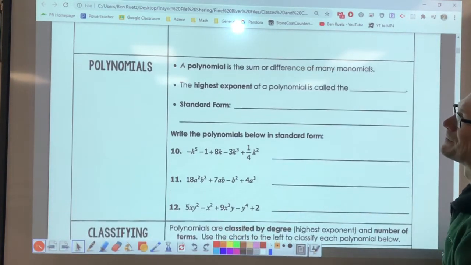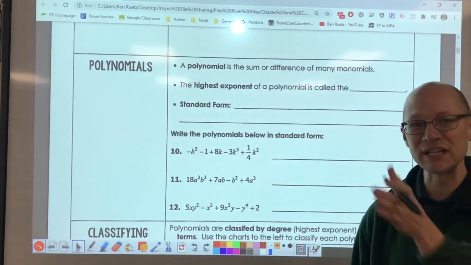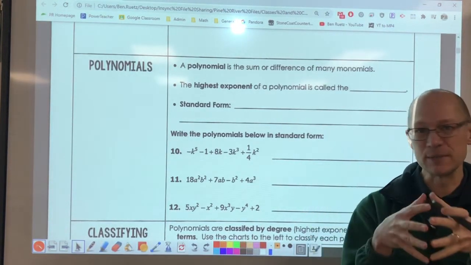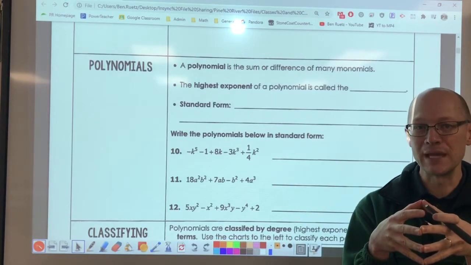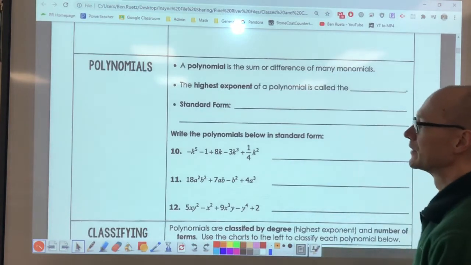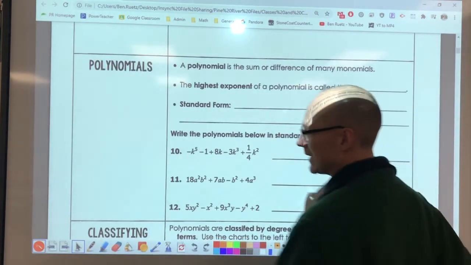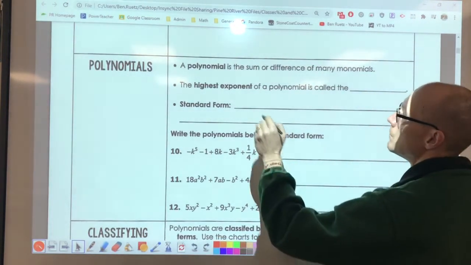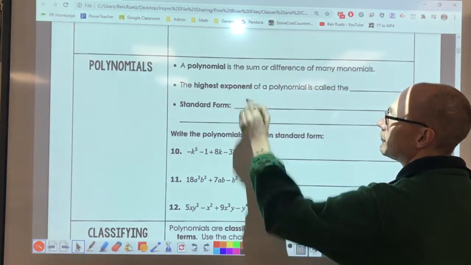Polynomial. A polynomial function is just a collection of monomials. A monomial is a bunch of things multiplied together. A polynomial is a bunch of those monomials added together. And standard form can look a little bit intimidating. Don't let it intimidate you.